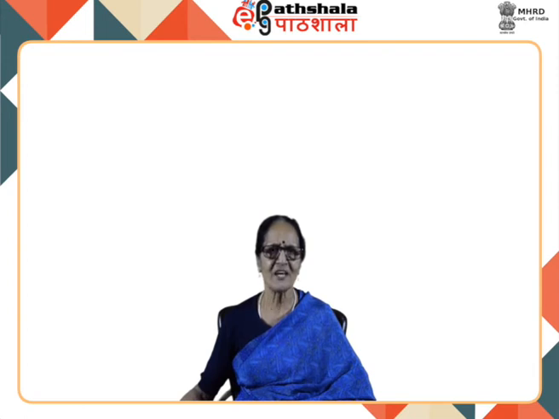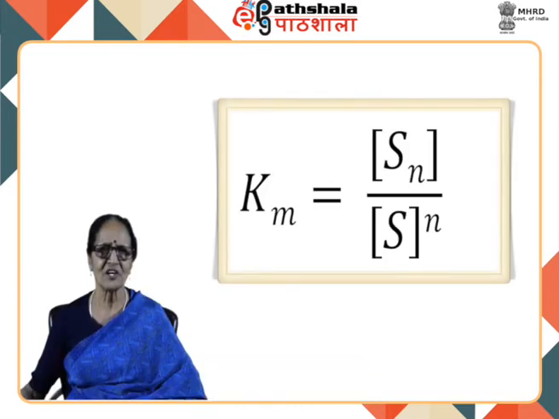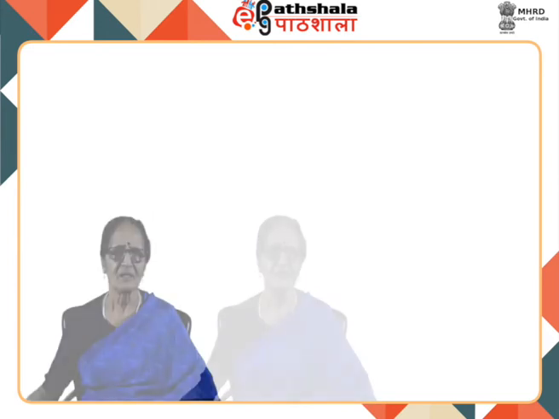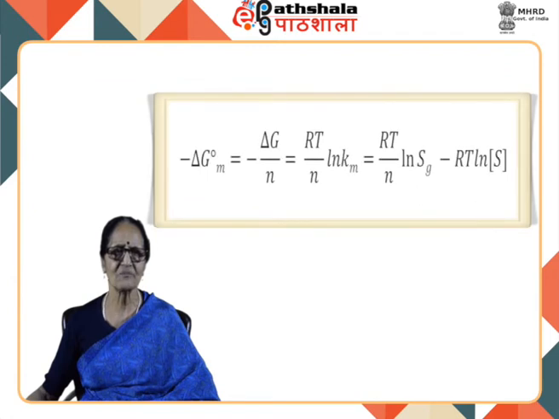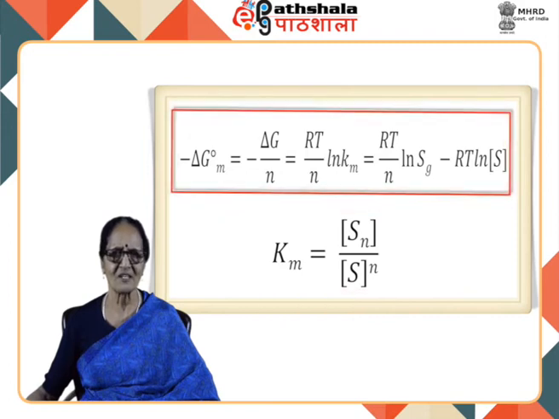The equilibrium constant Km is then given by equation 10, that is Km is equal to the ratio of Sn upon S to the power n. The standard free energy per monomer is then given by minus delta G0m equal to minus delta G by n equal to RT by n ln Km, and substituting the value of Km from 10 into this, we get equation 11.